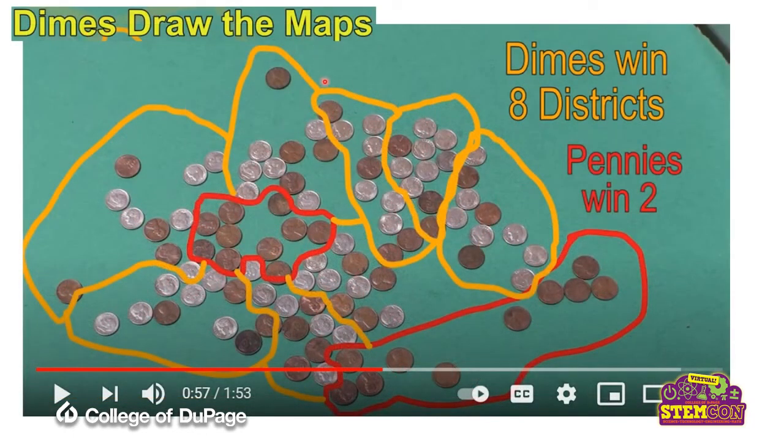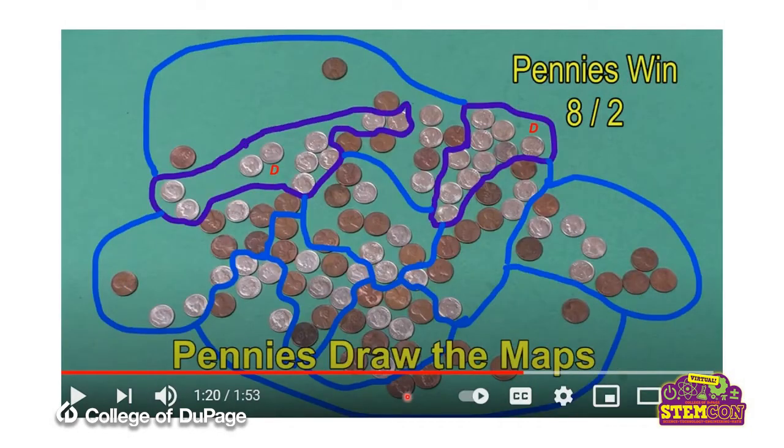If the dimes draw the maps, what they can do is draw configurations, and you can count to see where the pennies are clustered here and here, so the pennies win 2 of these districts, but you can verify by counting that the dimes win 8 of the districts. And if the pennies draw the maps, the pennies win 8-2, and they get the dimes clustered here, and over here the dimes are also clustered, and the rest we have the pennies winning.